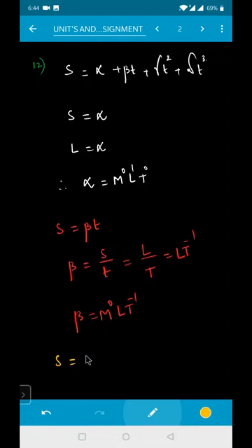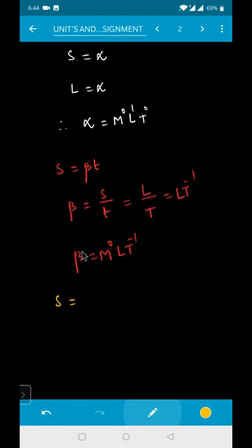The next one. S must also be equal to gamma times T square. That means gamma will be equal to S by T square. S is nothing but displacement, and the displacement dimension is L, divided by T square. So this will go up, and this is L T power minus 2.